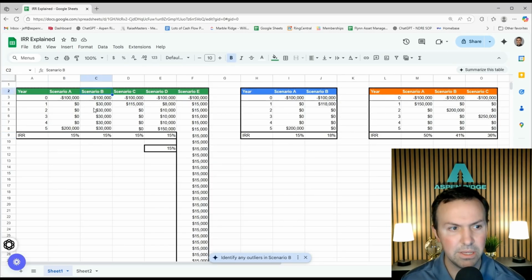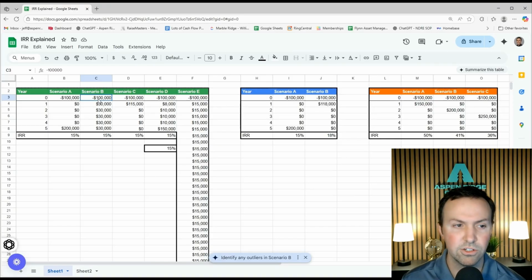Now, here in scenario B, we're going to put in $100,000 and we're going to get $30,000 every year, and then it just stops. So this is something maybe like an oil and gas investment where there's no big sale, maybe, but you get really, really high cash flows. And maybe this is a better fit for what you're trying to do.